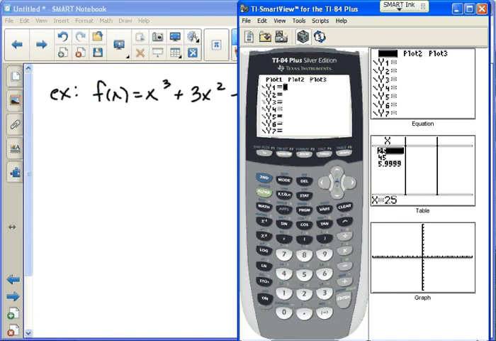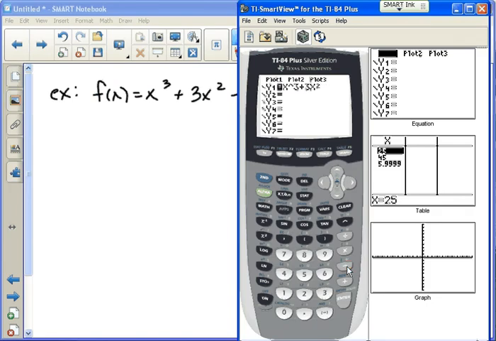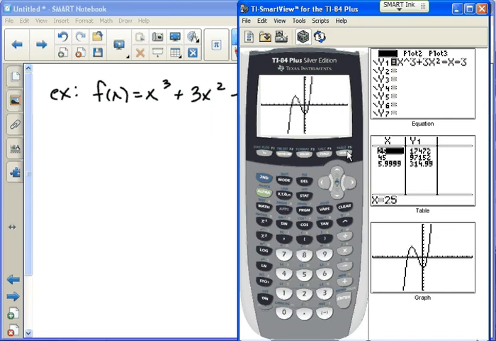So here's what you do. You go to y equals, and then you plug in the equation. X cubed plus 3x squared, and then it was minus x minus 3. So plug that in y equals, and then go to your graph. Okay, now if you look, it would appear the zeros are at negative 3, negative 1, and positive 1. So let's see if that's true.